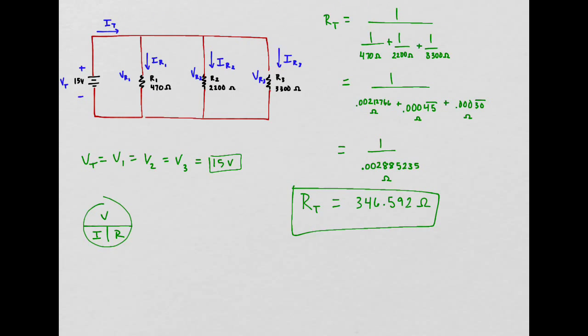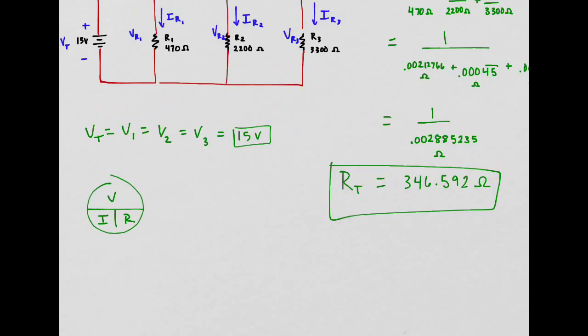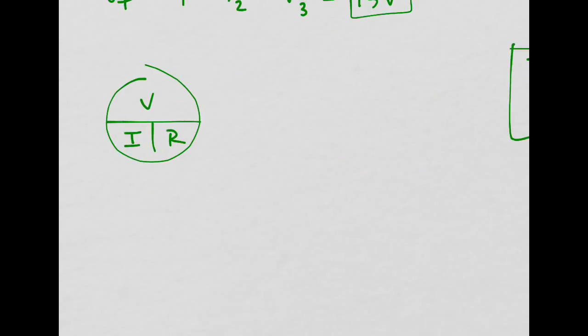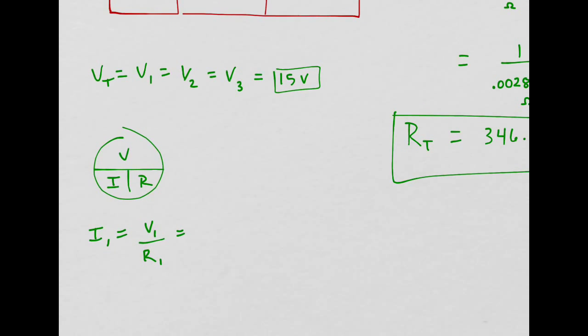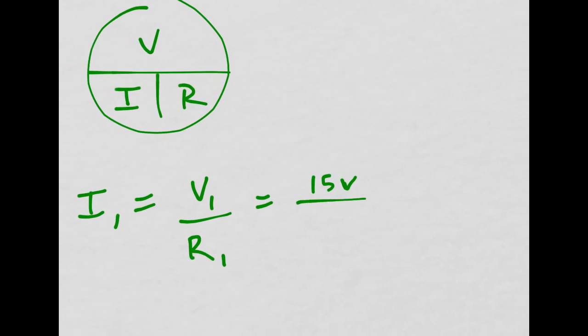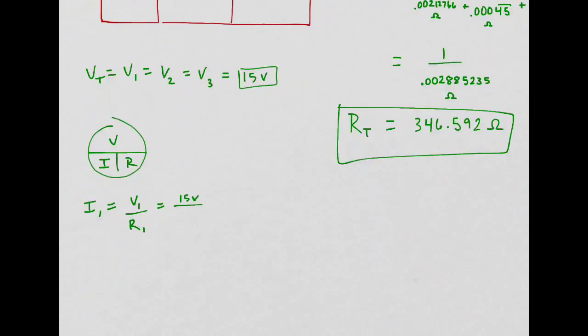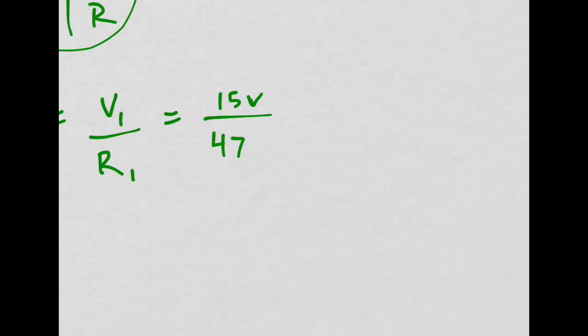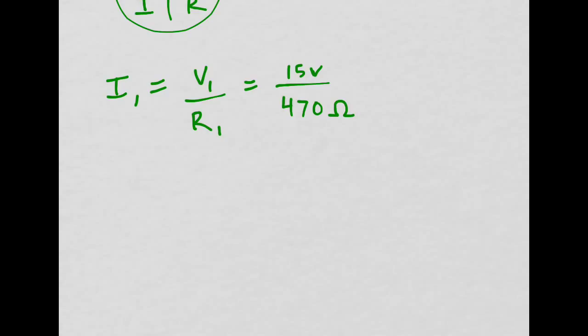Okay, so I want to find the current through the first resistor. That should be pretty easy. If I'm solving for current, then that's V divided by R. Well, I know that the voltage across the first resistor is going to be 15. We just figured that out. 15 volts. And then the resistance was given. What is it, 470? 470. And this will give me the current through the first resistor.